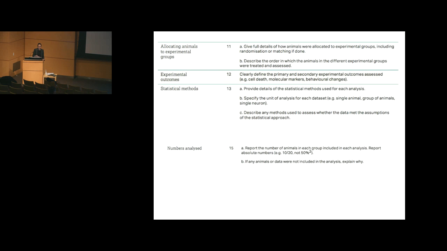Experimental outcomes, what are you measuring, statistical methods, how are you going to test it, and why you're going to analyze 10 per group, 12. And again, you will not always be able to have good power, 90%. But it's okay to say, based on this number, you will have this much of uncertainty.